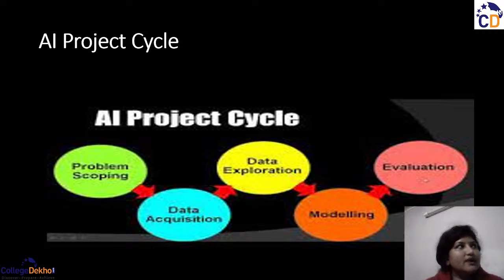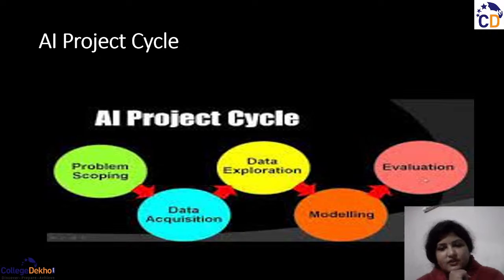Right? So what are these steps? The first is problem scoping. The second is data acquisition. The third is data exploration. Fourth is modeling, and the fifth is evaluation. And under this, again I am repeating, in problem scoping there is the 4 W's canvas. What are those 4 W's? What, where, who, and why.